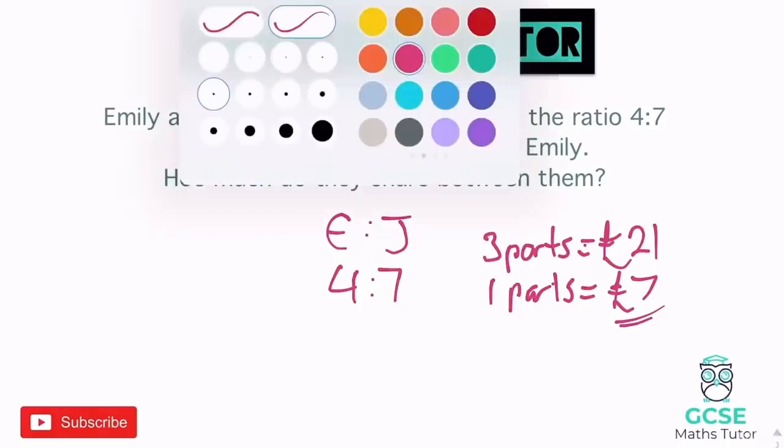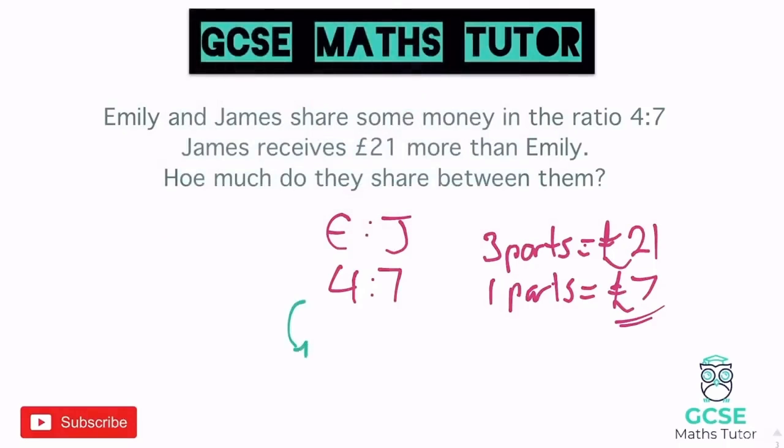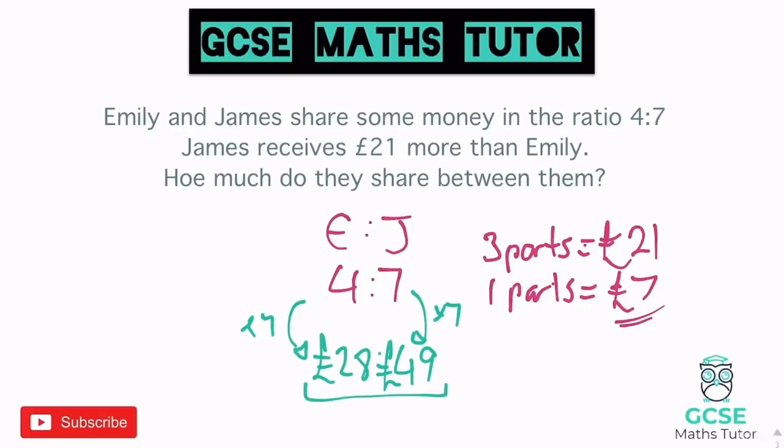And each part is now worth £7. Well, 4 times 7 gives us £28 for Emily, and 7 times 7 gives us £49 for James. So Emily receives 28 and James receives 49. It says how much do they share between them. So if we add these together, it gives us the total amount. So 49 plus 28 gives us 7 and 7, so £77. There we go, so they share £77 between them.